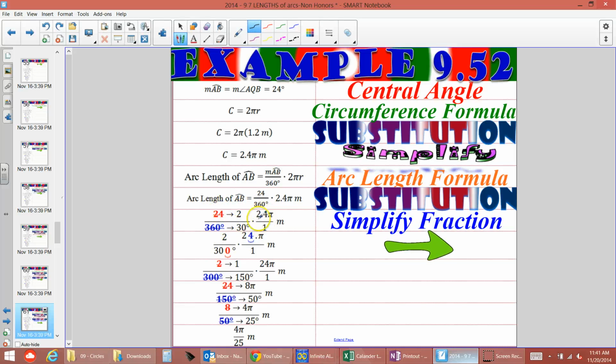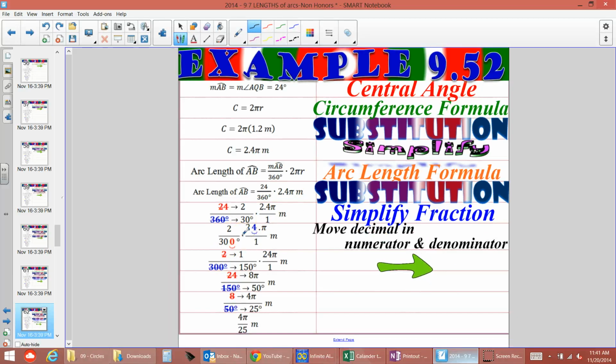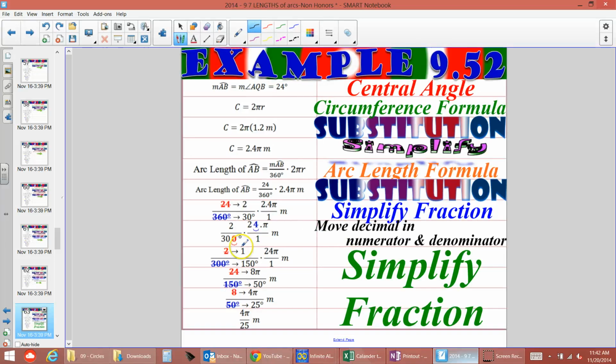2.4 over 1. Now that decimal really bothers me. So I'm going to go ahead and multiply the top and the bottom by 10. So I get 24 over 1 and 2 over 300. I could have done 24 over 10 if I'd wanted to, but this way helps me reduce the fraction further. So now I can simplify all this, just simplify my fraction.